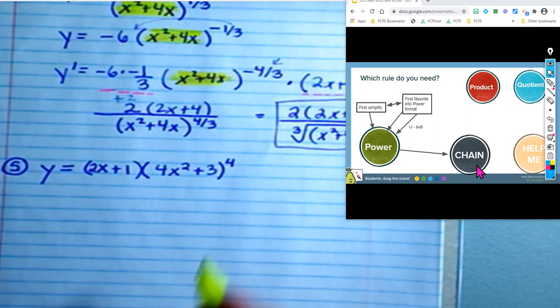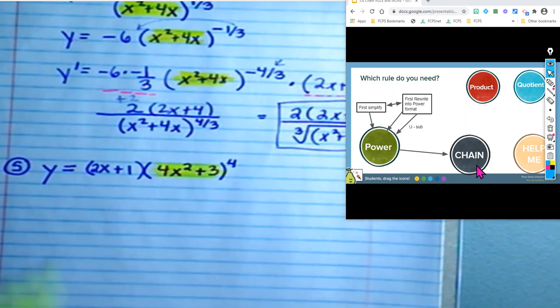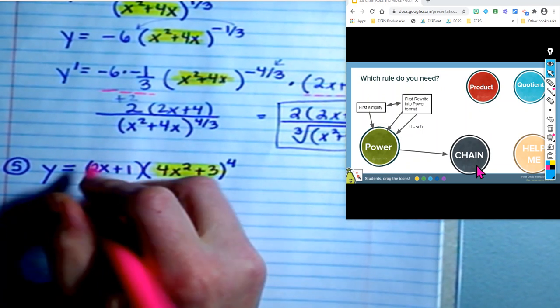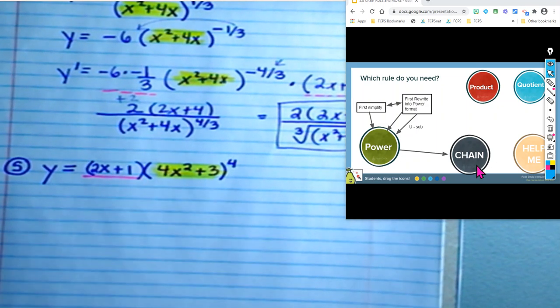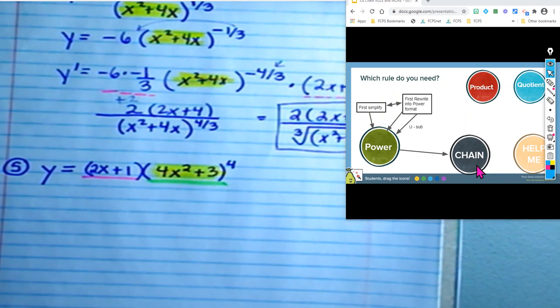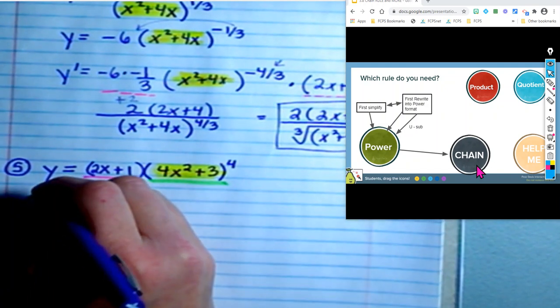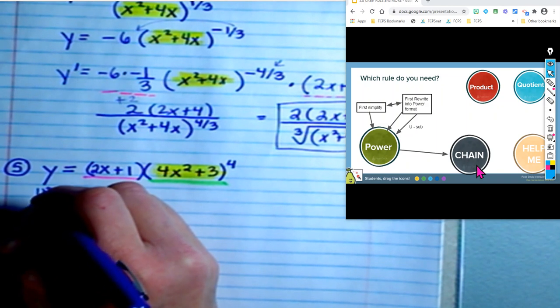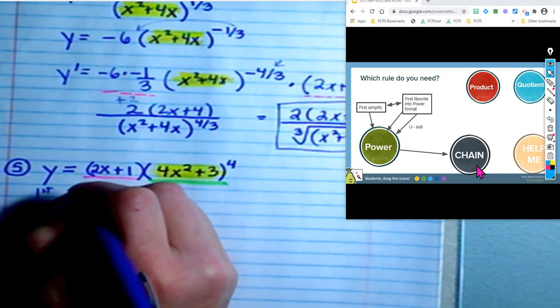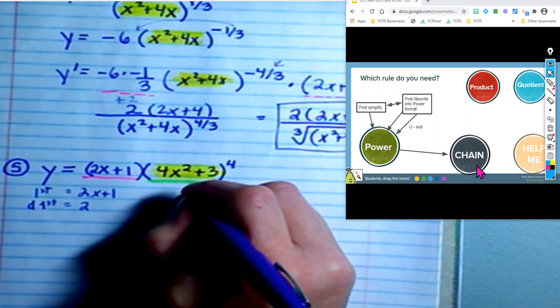Okay, and I'm going to highlight what I think is this. Now notice that not everything is highlighted, okay? And so I'm going to underline here first and second. Notice that the portion that was highlighted as the inside is only part of the second piece. So I'm going to say first, derivative first. Okay, the first is 2x plus 1. The derivative is 2.